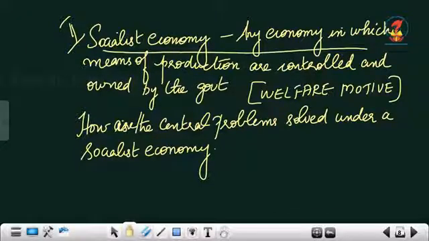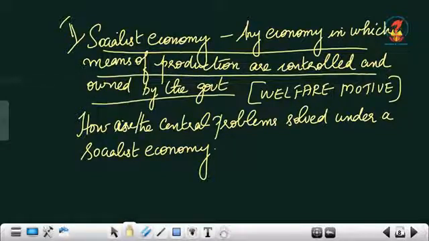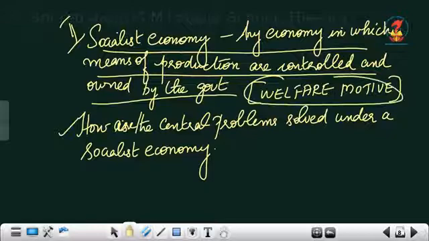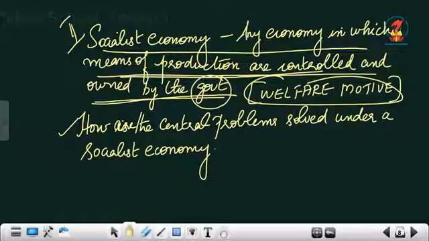Socialist economy is an economy in which means of production are controlled and owned by the government. So, if the means of production are controlled and owned by the government, what will be the motive? Profit or welfare? Definitely it will be welfare motive because government always exists for the welfare of the people. So, it is a welfare motive. That is why I have written here welfare motive. So, here the means of production are controlled and owned by the government.